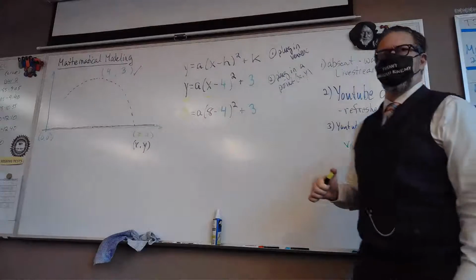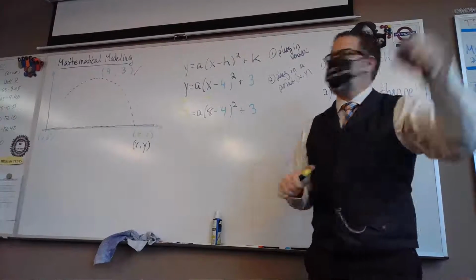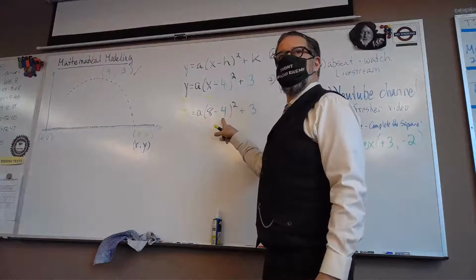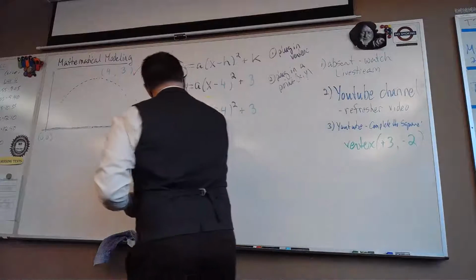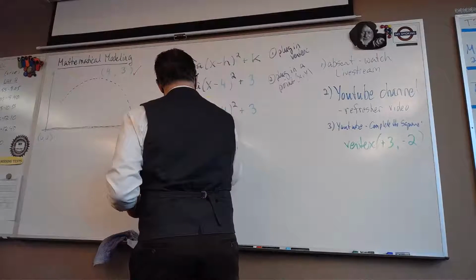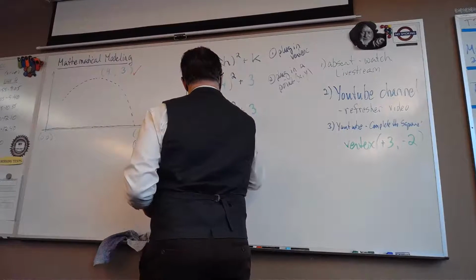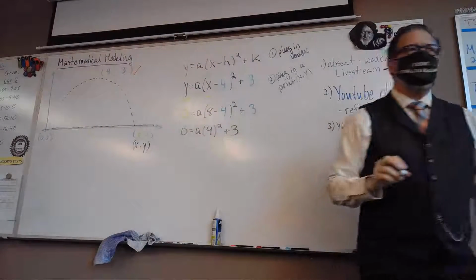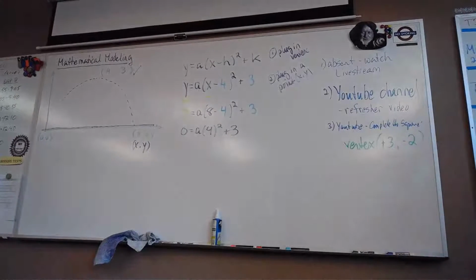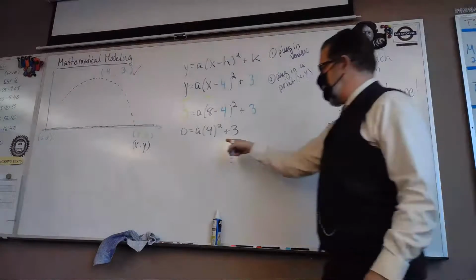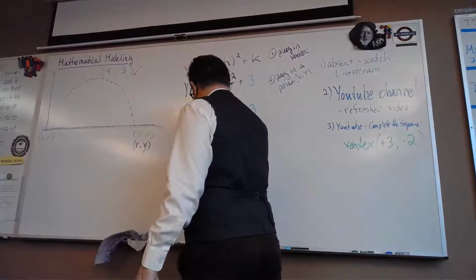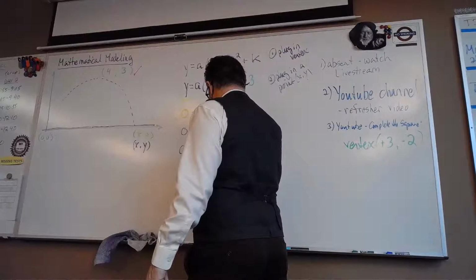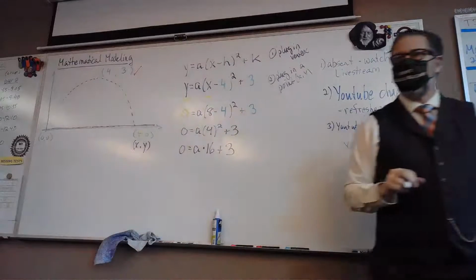PEMDAS, what comes first? Parentheses, what's 8 minus 4? 4. Good. I'm not color coding anymore. 0 equals A times 4 squared plus 3. What comes next? Exponents. What's 4 squared, Annie? 16. Boom. 0 equals A times 16 plus 3.